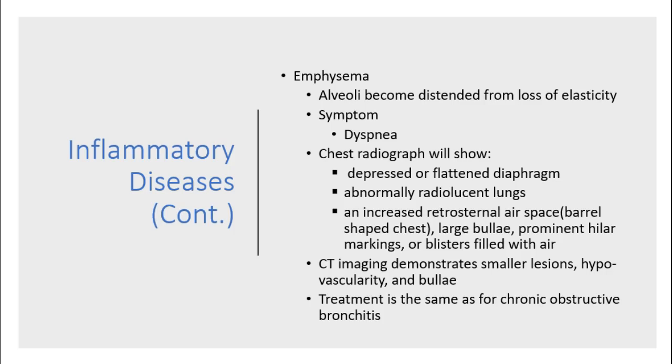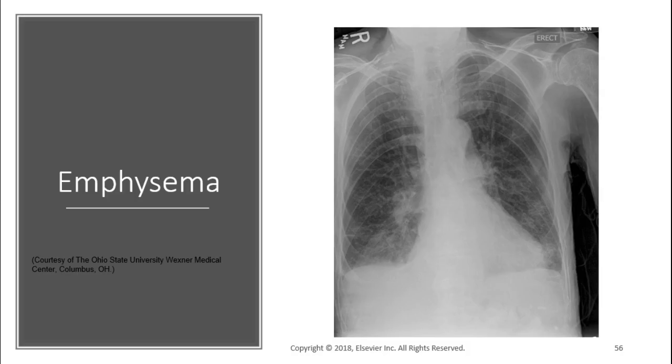An increased retrosternal airspace, so barrel chesting, large bullae, prominent hilar markings, and blisters filled with air. So there are going to be these round pockets of air. CT demonstrates small lesions and bullae the best. A bulla is like a pocket of air or infection. So treatment is the same as for chronic obstructive bronchitis.